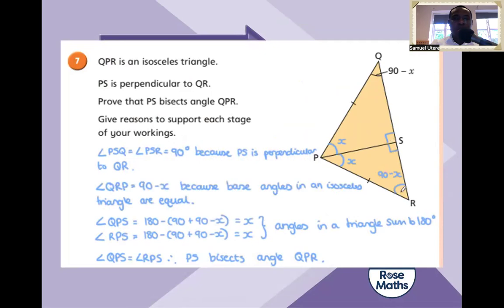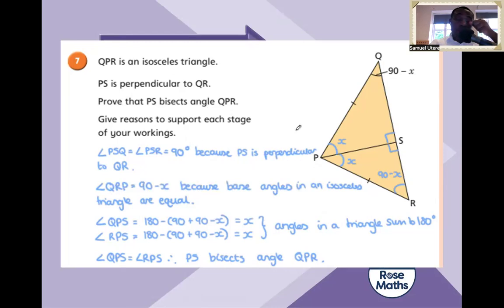So it means these base angles straight away have to be equal. PQ is perpendicular to QR. PS is perpendicular to QR. Prove that PS, so this one, bisects angle QPR. So we want to prove that it bisects QPR. Bisect means to split it into 2 equal parts.